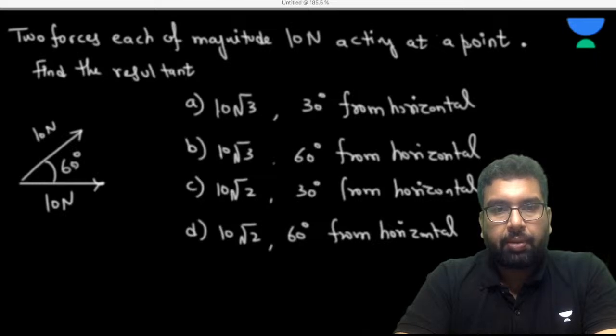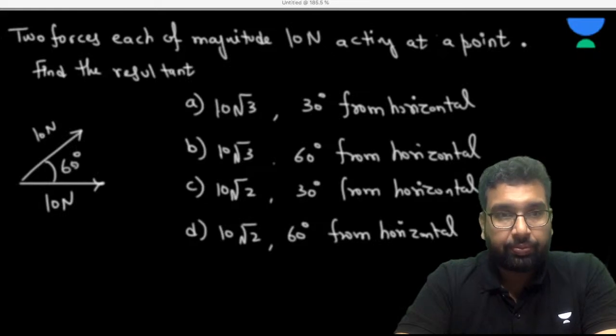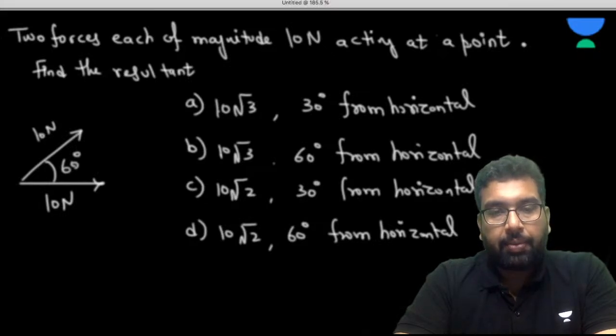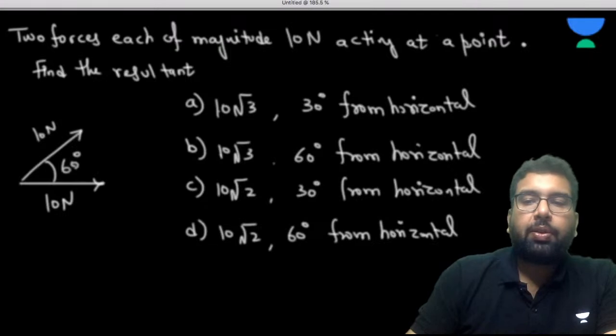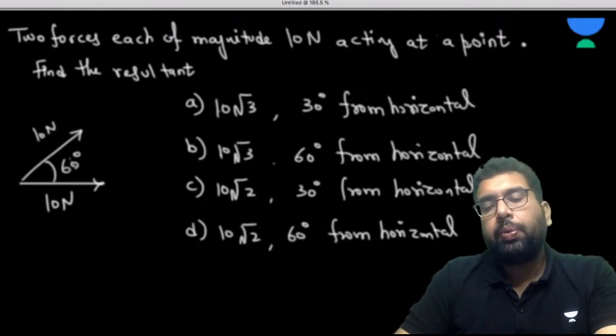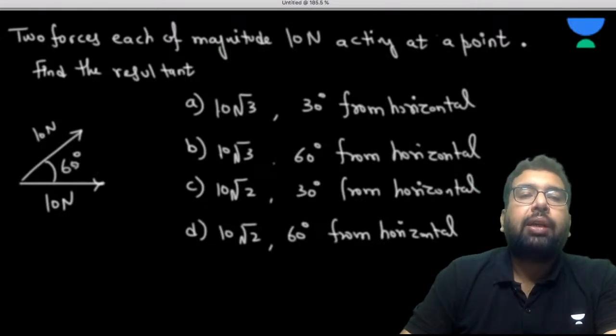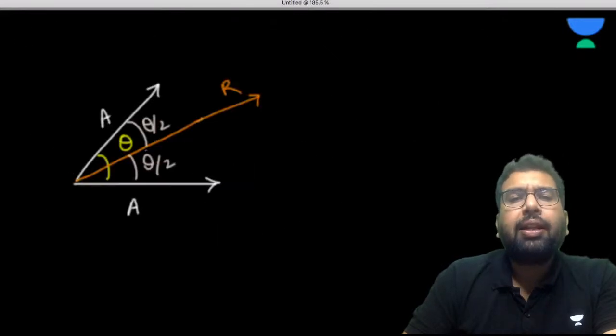Well, you have given me some answer. The option seems incorrect, beta. See, two vectors are there. The angle between the two vectors is 60 degrees. Okay, so let's apply the formula.